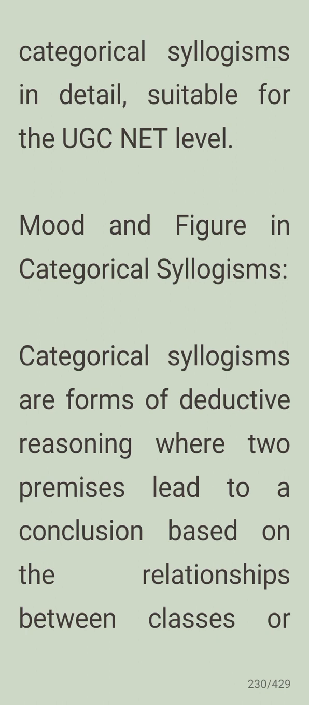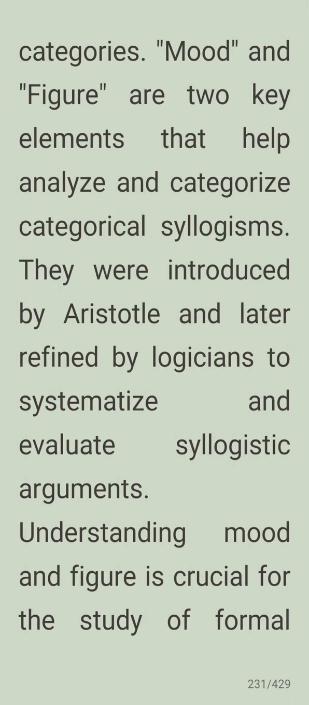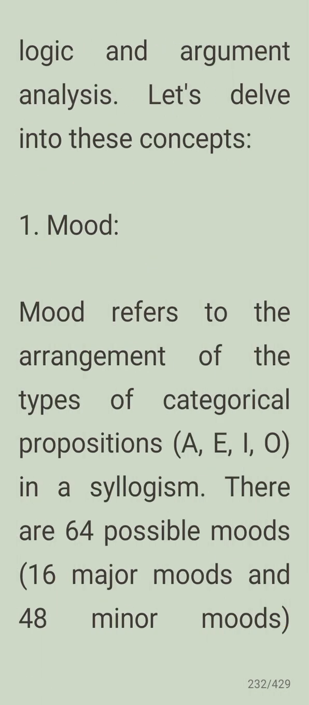Categorical syllogisms. Mood and figure in categorical syllogisms. Categorical syllogisms are forms of deductive reasoning where two premises lead to a conclusion based on the relationship between classes or categories. Mood and figure are two key elements that help analyze and categorize categorical syllogisms. They were introduced by Aristotle and later refined by logicians to systematize and evaluate syllogistic arguments. Understanding mood and figure is crucial for the study of formal logic and argument analysis. Let's dive into these concepts.